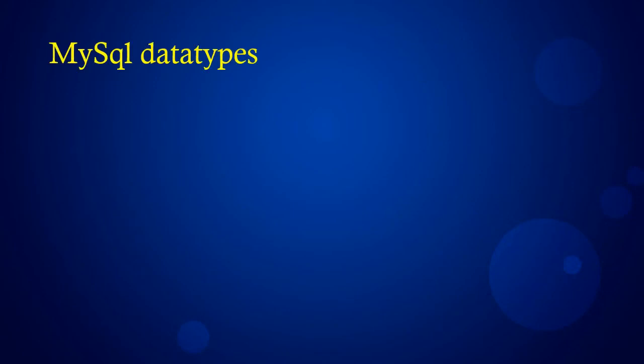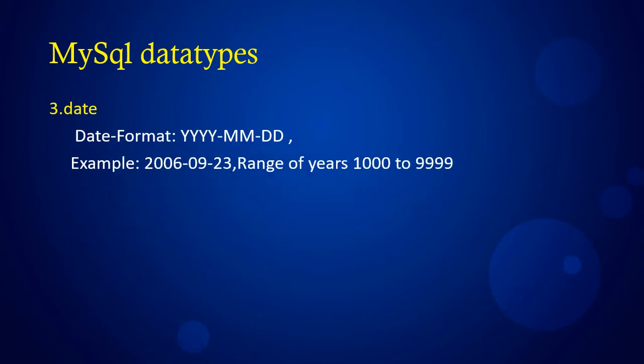And the last data type is date. To set a date, we use the date data type, and its format is year, month, day. For example, 2006-09-23, and the year range we can give is 1000 to 9999. Thank you.